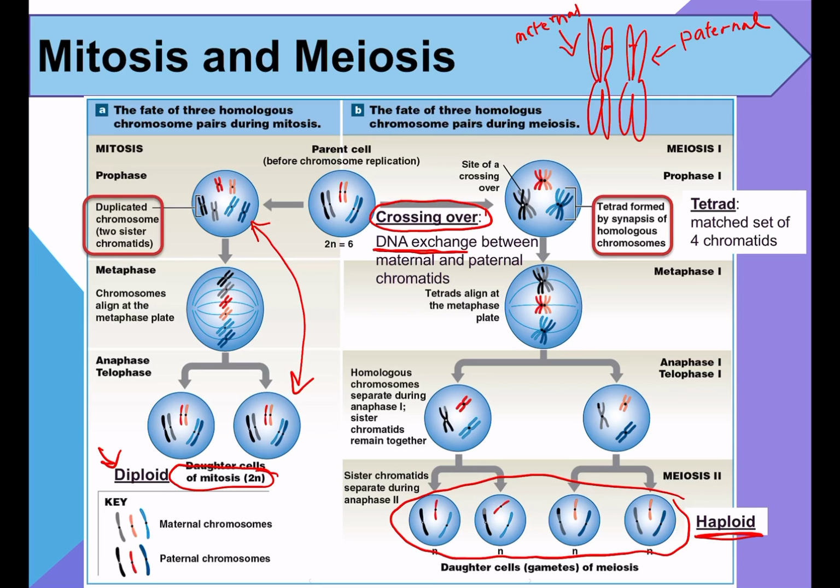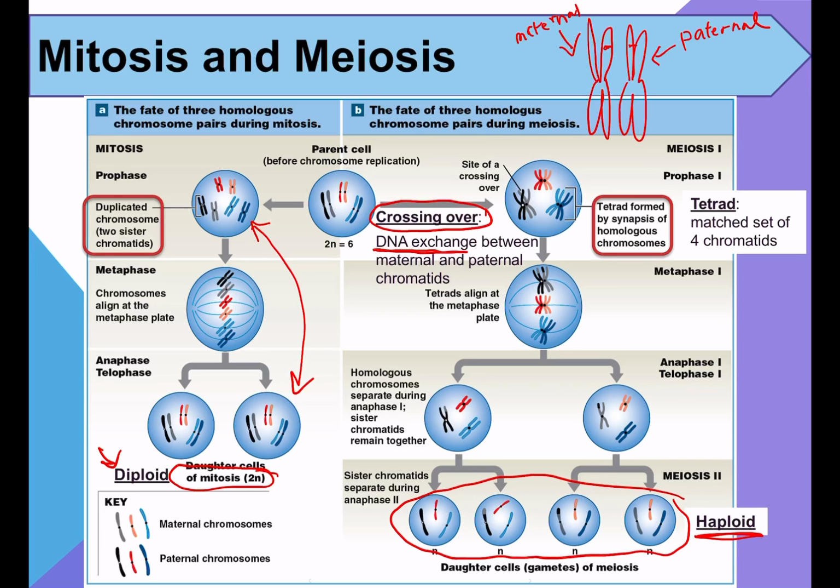And they form a conformation called a tetrad through a process called synapsis. The 2 homologous chromosomes lay on top of each other, and they're connected through a protein lattice structure called the synaptonemal complex, which forms that synapsis and creates this new conformation of the chromosomes called a tetrad, meaning made up of 4 sister chromatids.